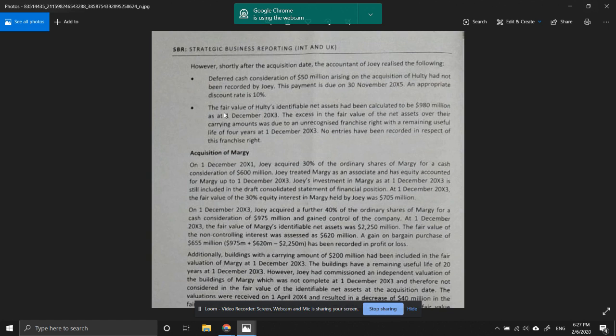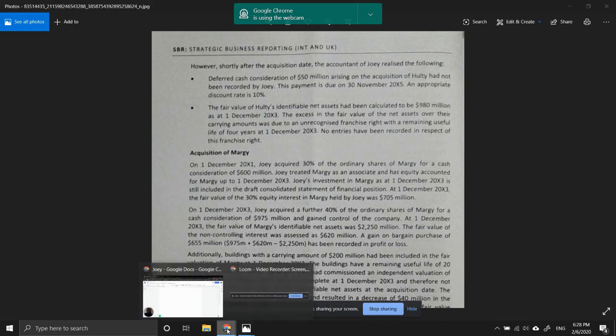The fair value of Hulti's net identifiable assets was calculated to be 980, so 20 million above. The excess of fair value of the net assets over the carrying amount was due to an unrecognized franchise right with a remaining useful life of 4 years, so that should be amortized. No entries have been recorded in respect of the franchise. Okay, let's do it.